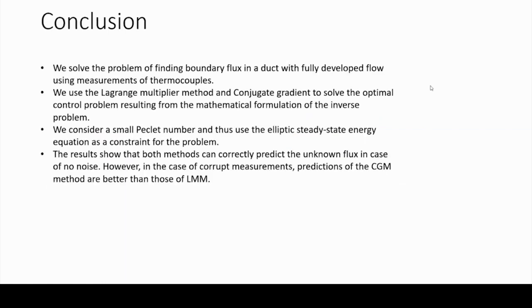Conclusion. We have solved the problem of finding boundary flux in a duct with fully developed flow using measurements of thermocouples. We have used two methods, namely the Lagrange multiplier method and the conjugate gradient method, to solve the problem. We have considered the case of small Péclet number, and through the results, we can see that even with corrupt measurements, the prediction of the CGM method is better than that of the LMM method.